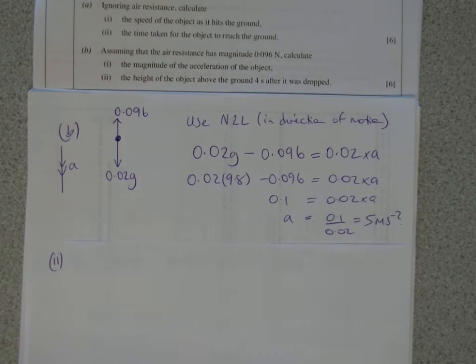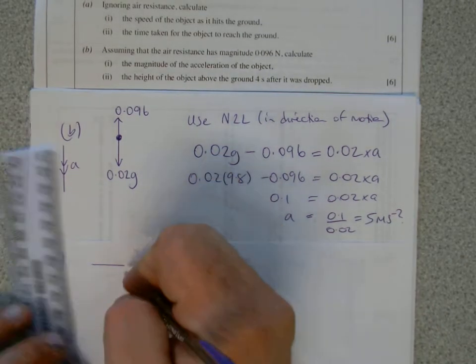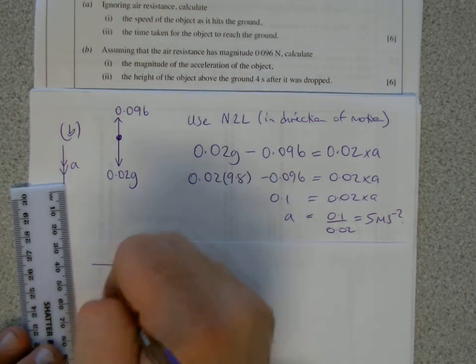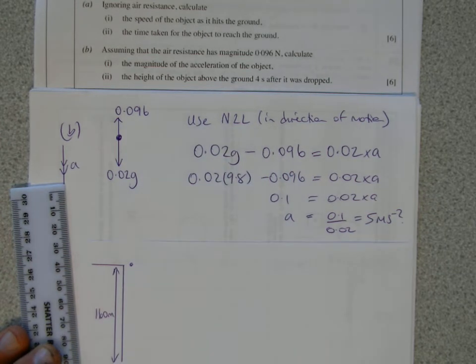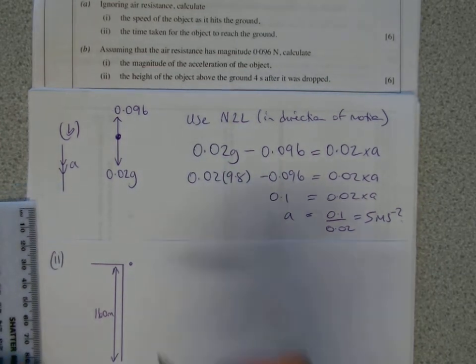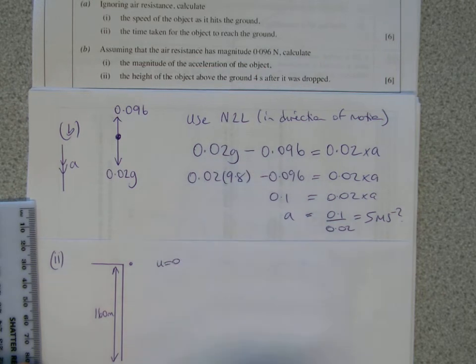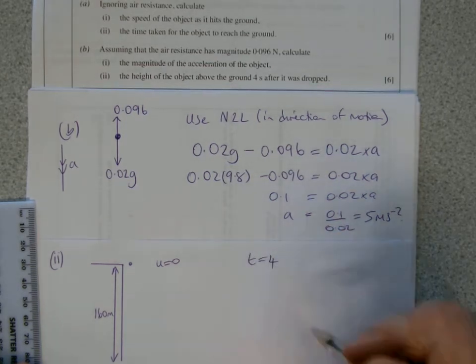Okay, so part 2 in part B, it's asking us to calculate the height of the object above the ground 4 seconds after it was dropped. So if we get this situation drawn up again, remember now, this object is dropped at 160 meters, top of a building. The initial speed it's dropped at is 0 because it's dropped from rest. And we want to know where it is after 4 seconds. So when t equals 4, where is it?